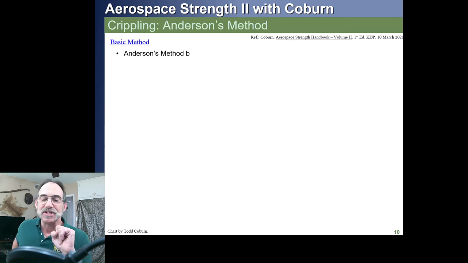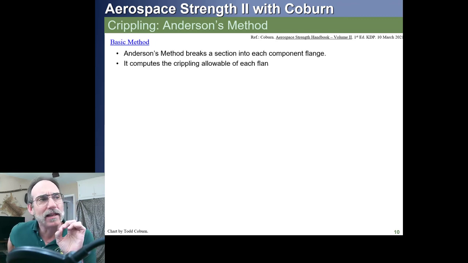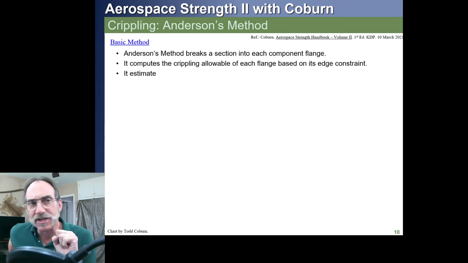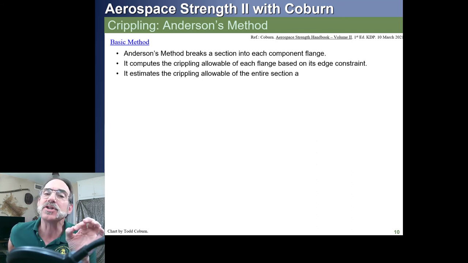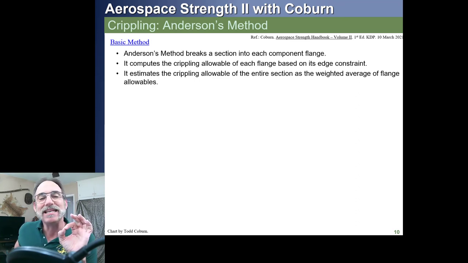This is Anderson's method, and while it's not nearly as well known in industry, this method is quite similar to what they use in a number of aerospace companies. Basically, his method is kind of similar to Needham. It's kind of similar to Girard, and here's how it is.